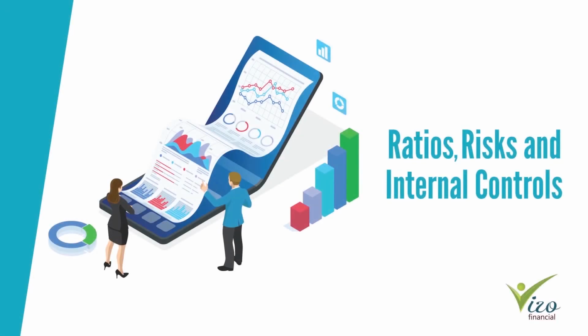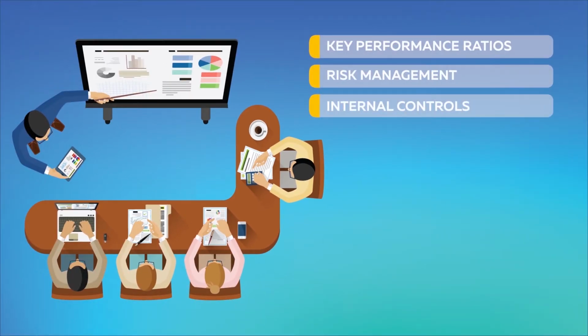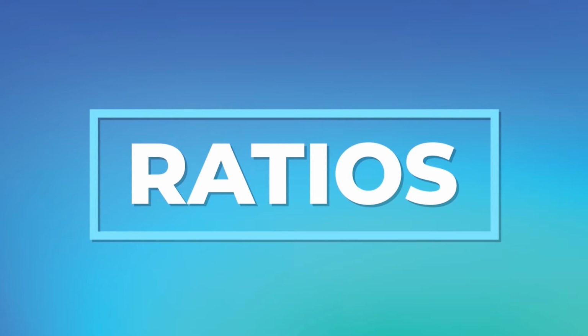Hi, and welcome to this session on ratios, risks, and internal controls. We'll be looking at three things: key ratios to measure your credit union's performance, risk management, and effective internal controls. You'll see that they go hand in hand in contributing to your credit union's success.